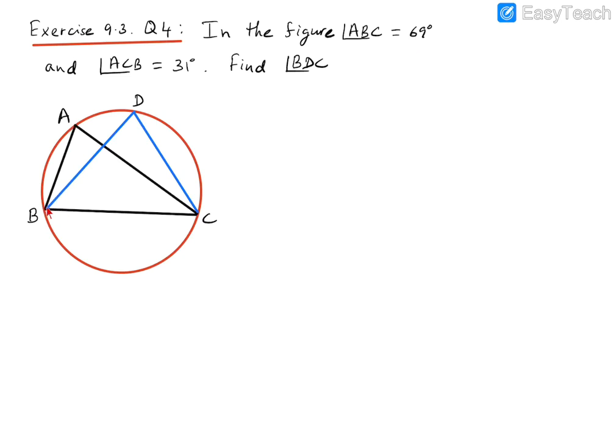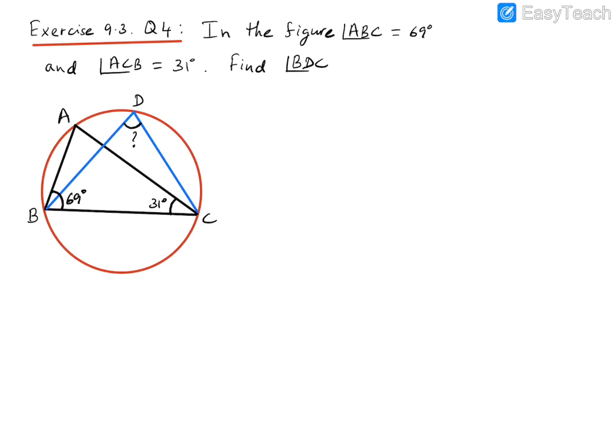ABC. So that's that angle between the two black lines. So let's mark that. And that angle is given to be equal to, so that entire angle is 69 degrees. And we are also given that the angle ACB is 31 degrees. So angle ACB is this angle between the black lines here. That is given to be equal to 31 degrees. And we are asked to find the angle BDC, which is the angle between these blue lines here. Okay, so that is the angle that we are supposed to find. So we'll put that as a question mark.